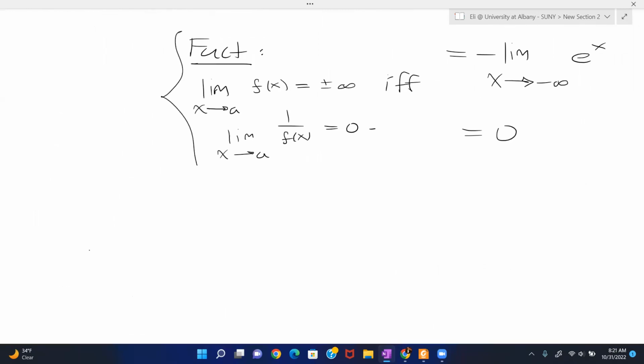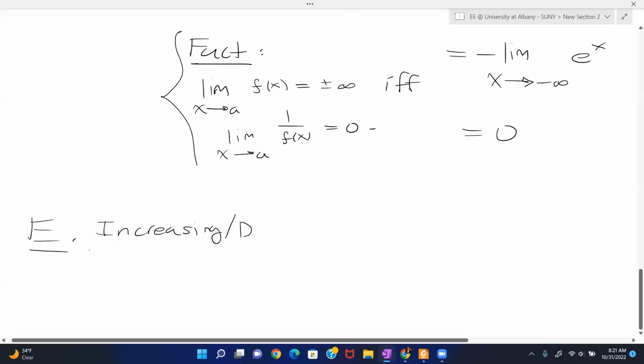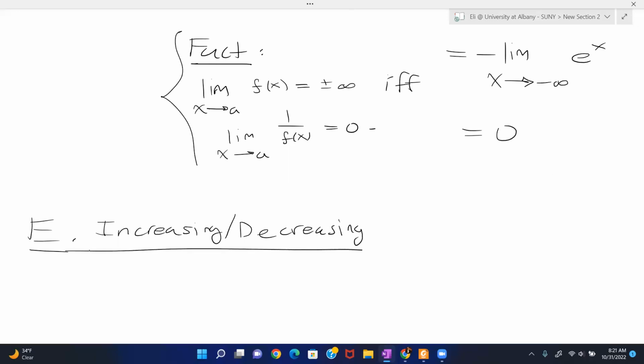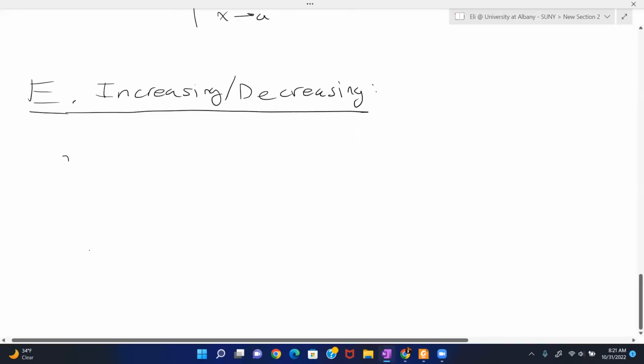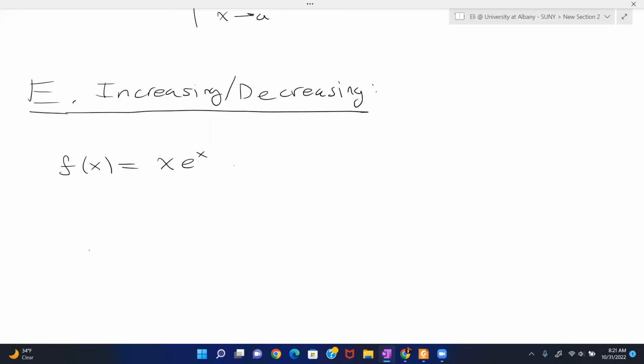So let's look at part E now. Part E is on increasing and decreasing. And for that, as I mentioned at the beginning of the lecture, increasing and decreasing corresponds to the sign of the derivative. Positive derivative means increasing, negative derivative means decreasing. So in order to determine where it's increasing and decreasing, we need the derivative. So let's remember that f of x is equal to x times e to the x.